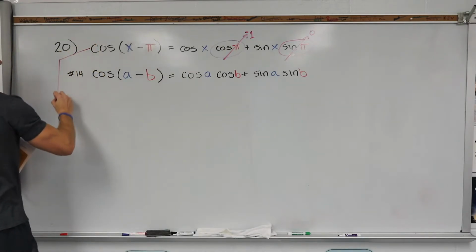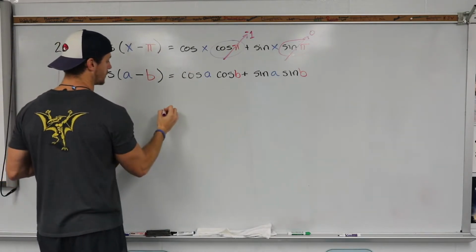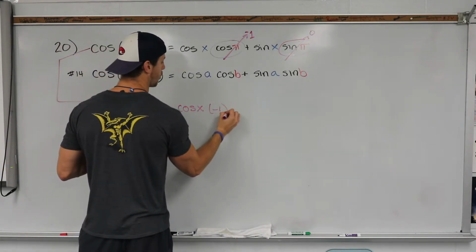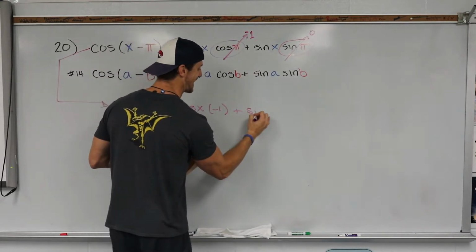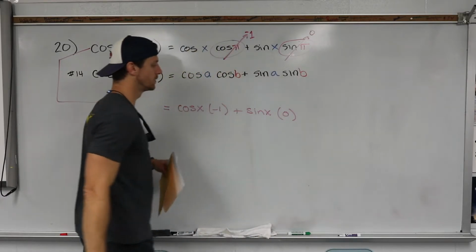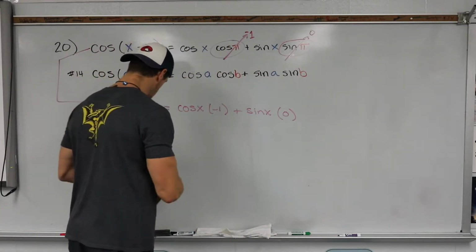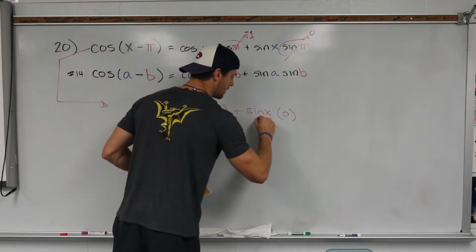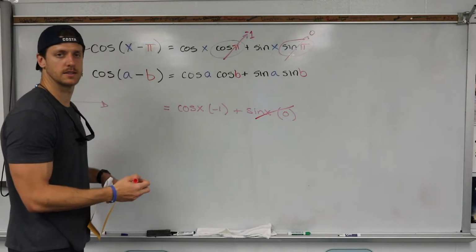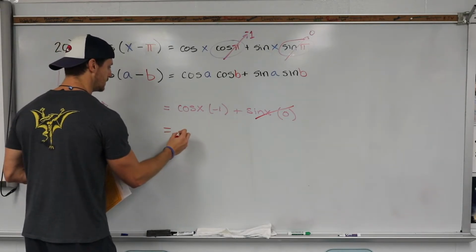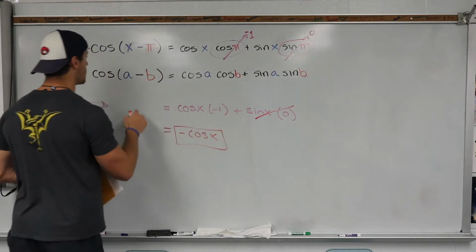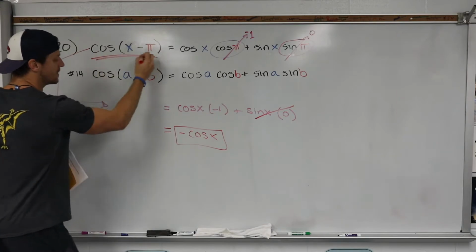This guy is equal to cosine of x times negative 1 plus sine of x times 0. Well, anything times 0 cancels. That goes away. So what's negative 1 times cosine of x? Negative cosine of x. That is your answer. That is what this is equal to.